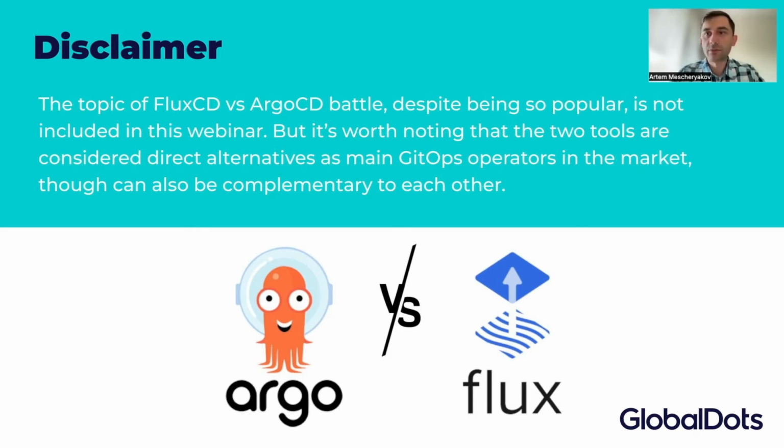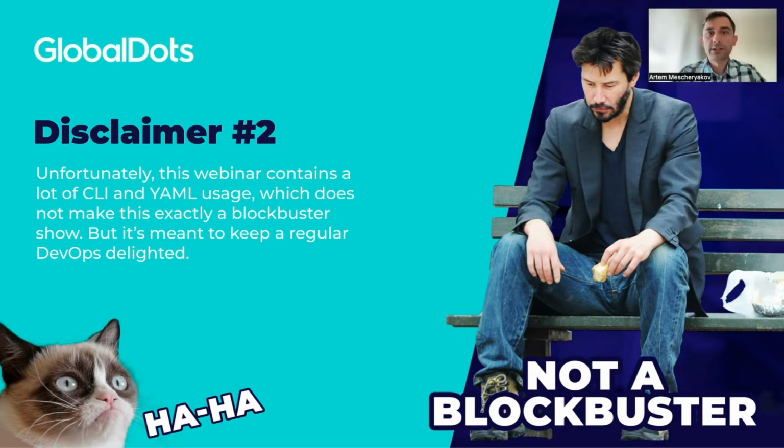I hope we're going to have fun, although a couple of disclaimers. I'm not going to touch base on the battle between Flux CD and Argo CD. These tools are often compared together, and you can find numerous discussions of that on the web. I'm not an expert in Argo CD, so I'm going to talk strictly about Flux. And also, of course, this presentation contains a lot of CLI usage and YAML, which is not going to make it very fun, but a regular DevOps engineer shouldn't feel bad about it, so to say.